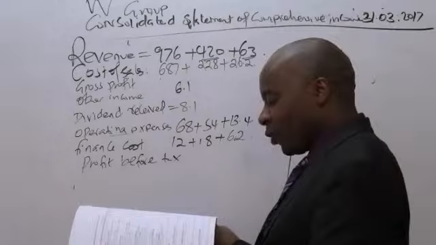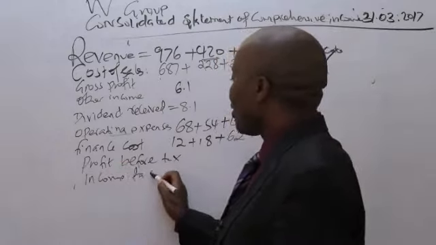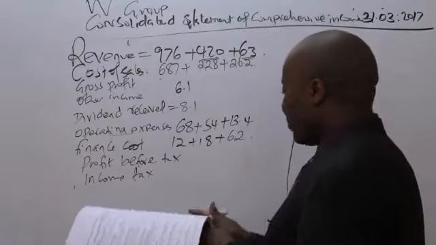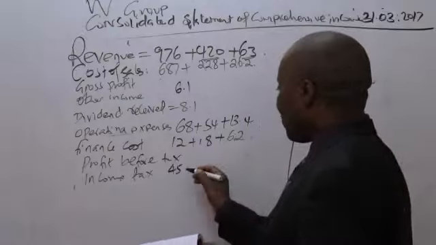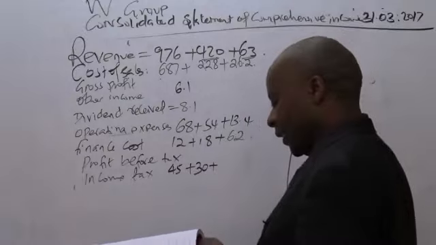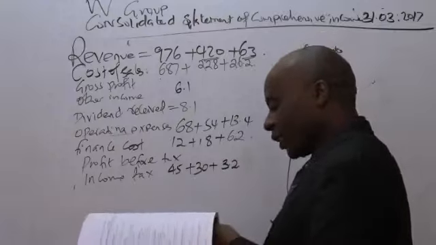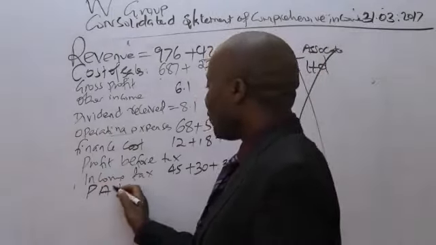After profit before tax, I have the income tax expense. So the income tax, I'm simply putting them together. I'm consolidating. Income tax is 45, I have plus 30, and then I have 3.2, right? And then of course I'll have what we call profit after tax.